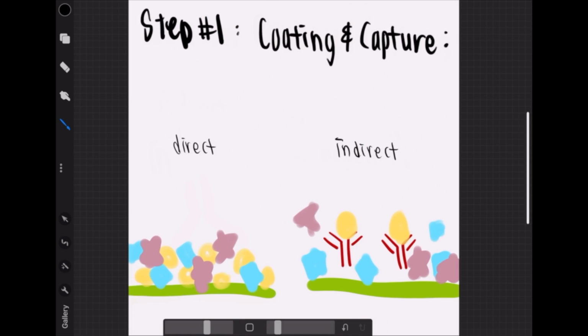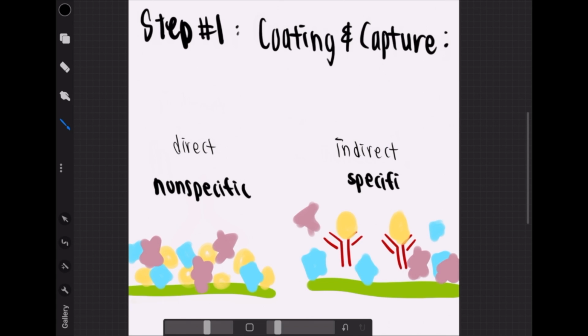The first step is coating and capturing samples onto the microplate well. Direct capture relies on the passive absorption of sample onto the wells, followed by the addition of free primary antibodies. The sample is usually dissolved in an alkaline buffer and directly coated onto the wells. This method is nonspecific, as everything in your sample will be coated onto the well. In indirect capture, the wells are coated with antibodies that selectively bind to our target antigen.